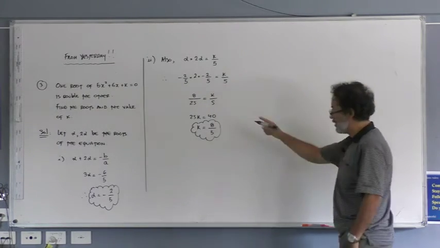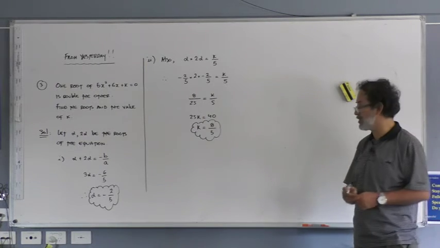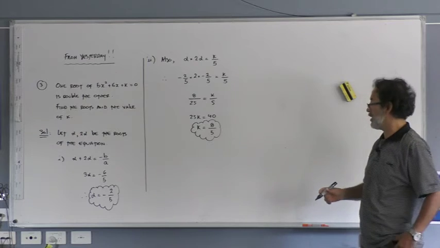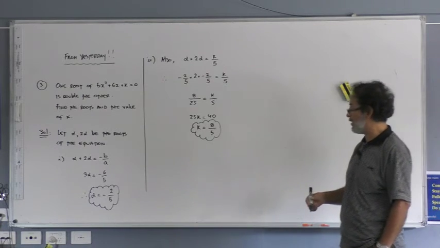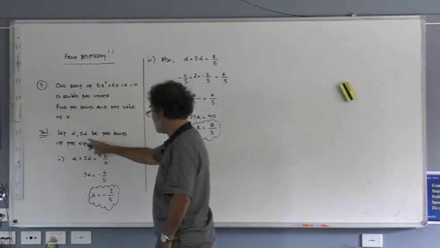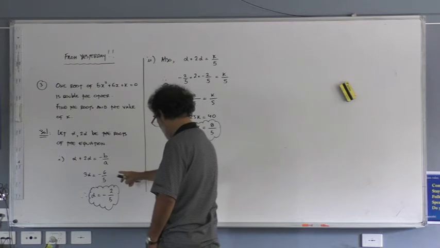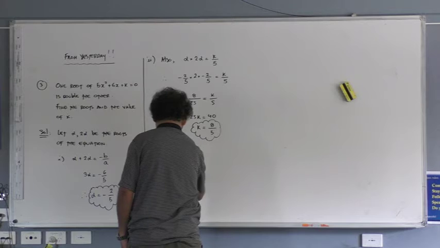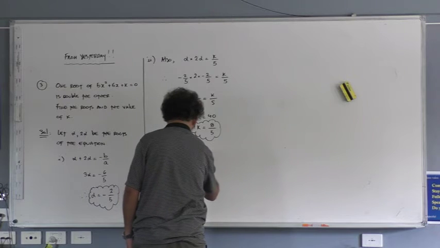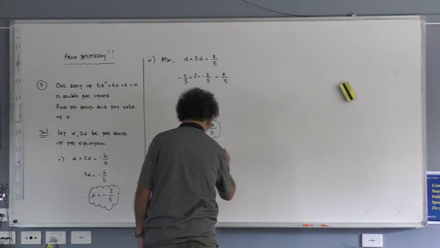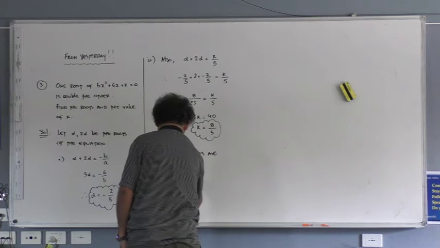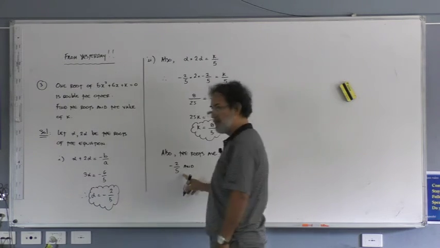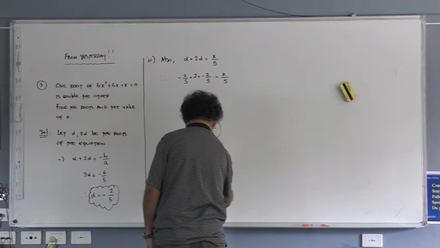All right, but the question says that you're also going to find the roots of the equation. We know that one is double the other, and we know that alpha is equal to negative 2 over 5. So the roots are negative 2 over 5 and negative 4 over 5.